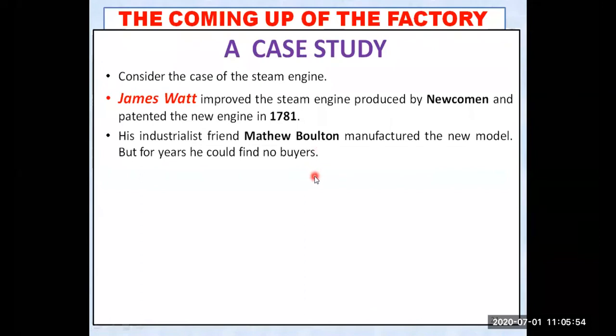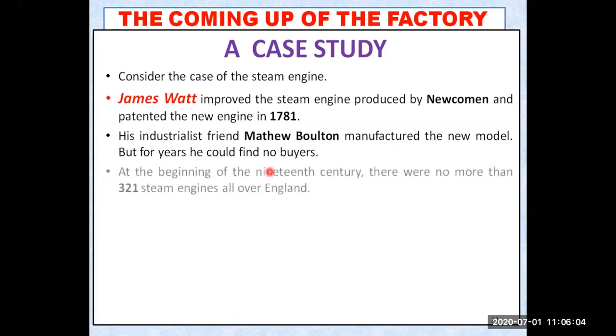Now, what is the reason? Matthew Boulton manufactured the new model of the steam engine, but he could not find any buyer in the market, because, as we have just gone through in the reasons, people were not accepting the new technology or the new invention at first hand. So at the beginning of the 19th century, there were not more than 321 steam engines all over England.